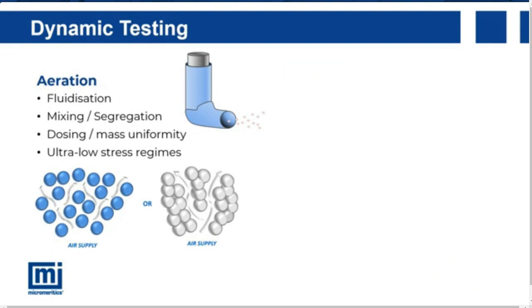As mentioned, dynamic testing can also investigate low and ultra-low stress regimes by examining the flow behavior of aerated and fluidized powder materials. In essence, this test procedure is able to compare the strength of attractive interparticular forces with gravity by using a directed airflow to encourage powder particles to separate. Where these interparticular forces are weak, the forces imparted by the airflow cause this separation of particles to occur readily, and air is able to pass easily through the powder sample.